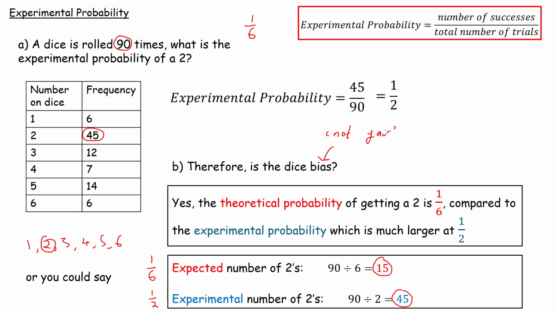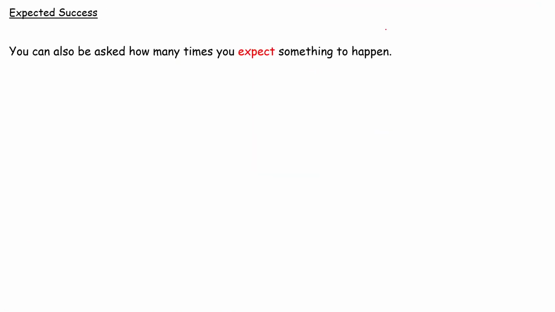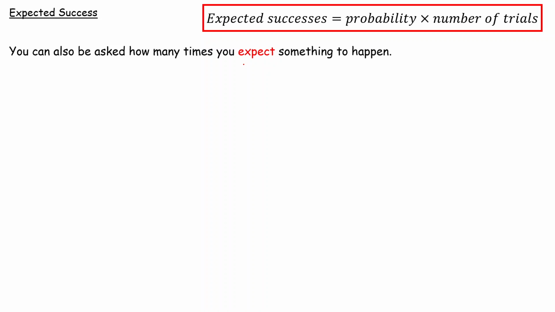So that's something called experimental probability. There's also something we need to look at with this topic, which is called expected success, which is basically just rearranging that previous formula, but we'll look into that now. You can also be asked how many times you would expect something to happen. So there we go. The formula for this is expected success is your probability times your number of trials.